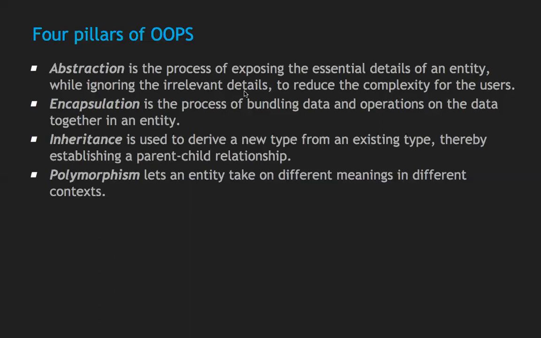The third pillar is inheritance. It is used to derive a new type from an existing type, thereby establishing a parent-child relationship. Inheritance's most common example is father and child, right? Whatever characteristics the father or mother has, the son or daughter will get. Let's assume the parent is left-handed, and the child will also get the same thing, right?